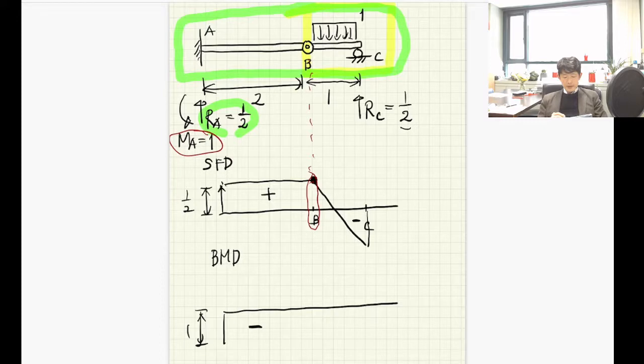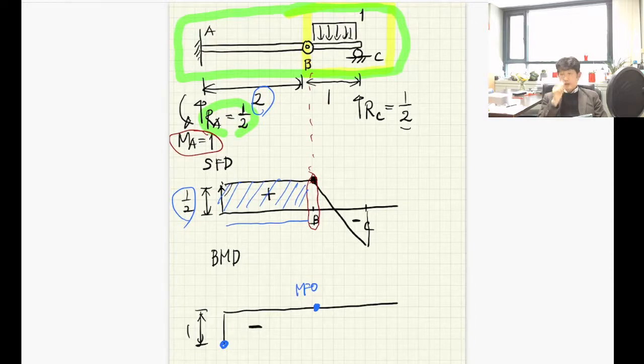Let's try to calculate this area. I'm talking about this area. The length of the rectangle is equal to 2. The height is a half. So the area is equal to 1. It starts from the minus 1 of the bending moment, and up to this point we have a positive 1 change. So at this point, the internal bending moment is equal to 0 here.